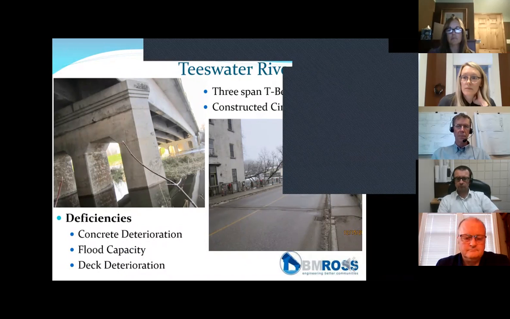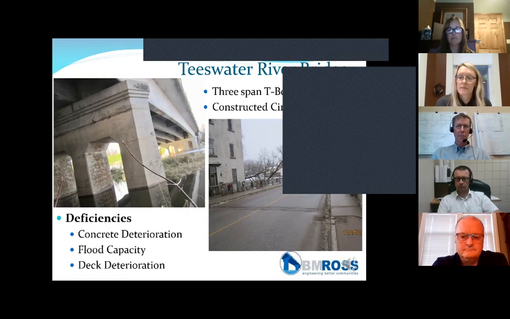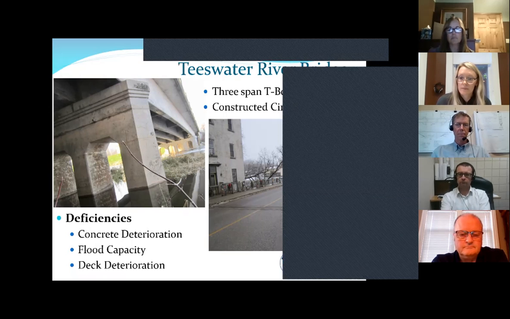There are bridges of a similar style at Dunblane and also one in Walkerton. Major repairs have been completed on this bridge in 1968 and then again in 2009.